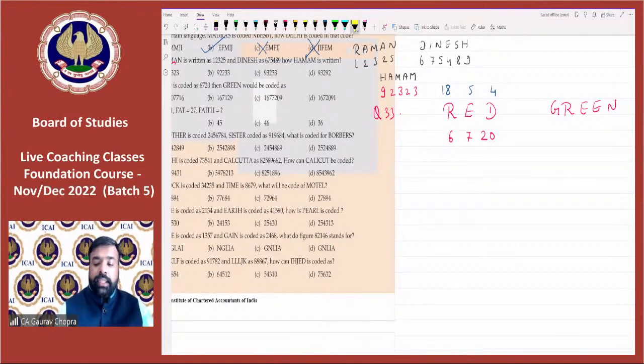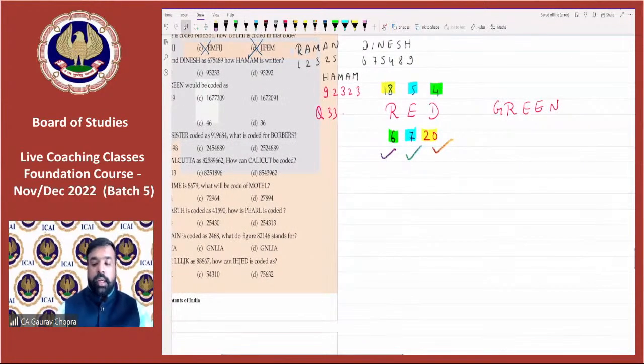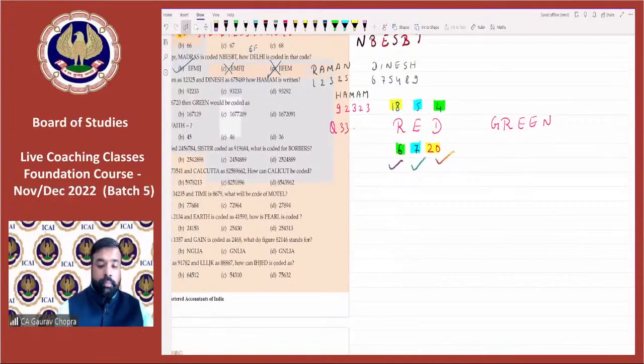Here we are having 18 and it is 20, 5 and 7, 4 and then 6. That means we have added 2 and written them in reverse order. So 18 plus 2 becomes 20, 5 plus 2 is 7, 4 plus 2 is 6. So add 2 and write in reverse order. Same thing we can do with green also. So what will be the number for green?